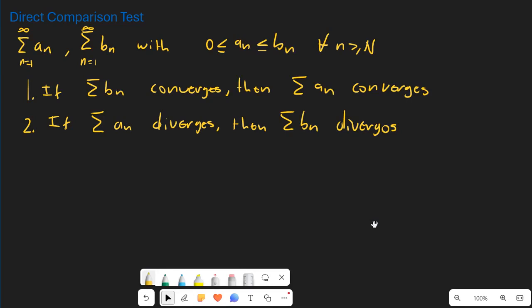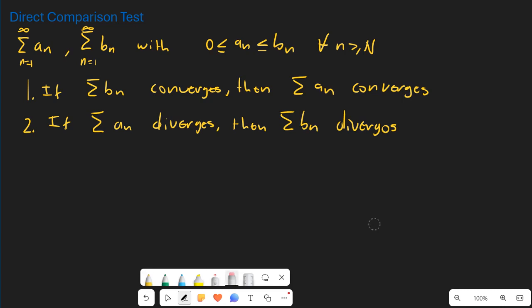Hello. In this video, I want to look at the direct comparison test. With the direct comparison test, we deal with two series. We have one that adds from 1 to infinity for the sequence an, and we have another one which takes the series summation from 1 to infinity, and that would be the sequence bn. The condition would be that an has to be less than or equal to bn.